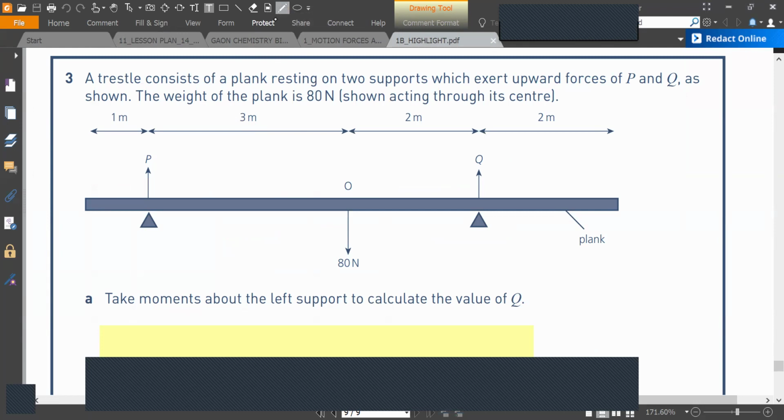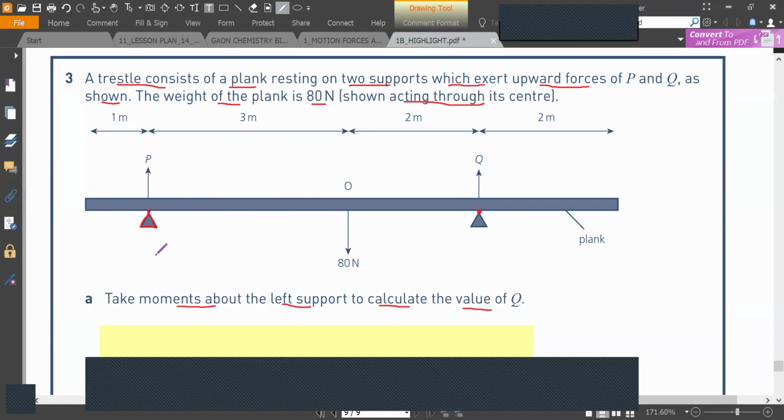So here we have a tracer consists of a plank resting on two supports which exert upward forces of P and Q. As shown, the weight of the plank is 80 Newton, acting through its center. Take moments about the left support to calculate the value of Q. So here we actually have two pivots, so we just focus on the one that the question asked for. So left support. So moments about the left support.